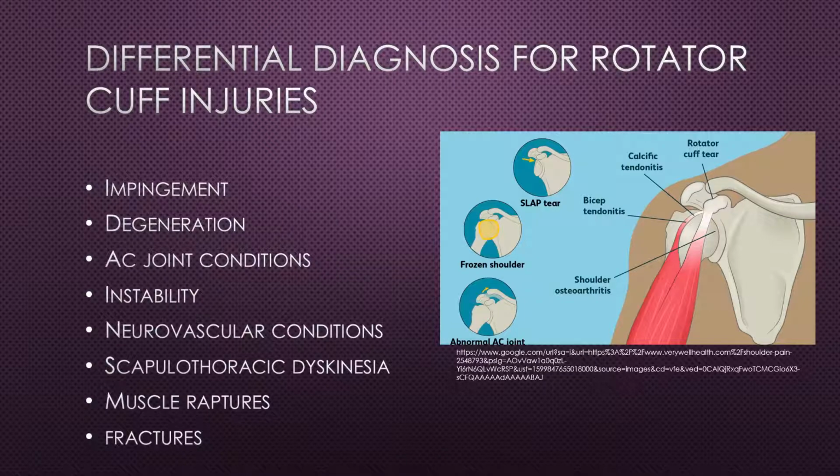Differential diagnosis for rotator cuff injuries: impingement, degeneration, AC joint conditions, instability, neurovascular conditions, scapulothoracic dyskinesia, muscle ruptures, and fractures.